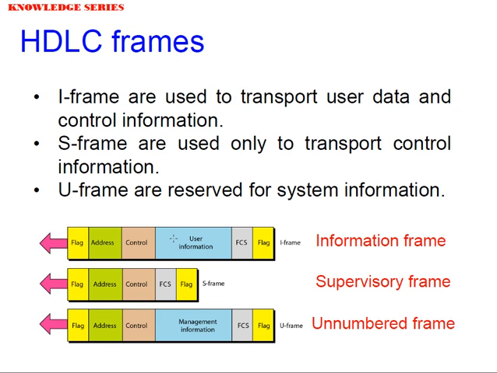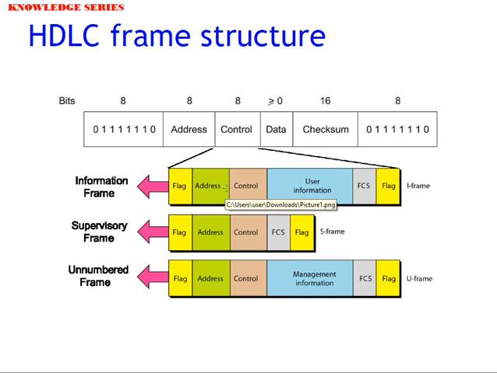The other is the supervisory frame. A supervisory frame is only used to transport control information. That means it does not carry any data or user information; it is used to control the information, whereas in the case of the I frame we see piggybacked conditions. So that control is handled by the supervisory frame, and the U frame is reserved for system information. That means it is used for carrying management information, like link mode setting, and other control information.